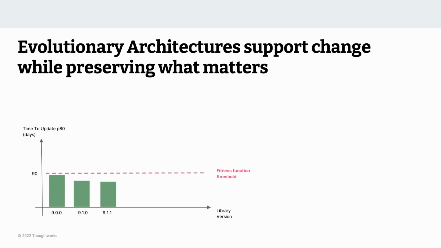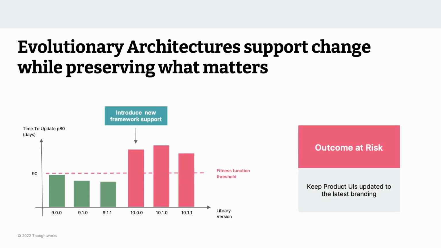Do you remember the time to update fitness function that we saw a while ago? Imagine that now we are manipulating our code bases to start supporting React. So we do some work, and then this happens. We start to see the fitness function failing. What does it tell you? In that case, it tells you that the architectural characteristics of upgradability and stability are at risk, and consequently, the outcome of keeping product UIs updated to the latest branding is also at risk.